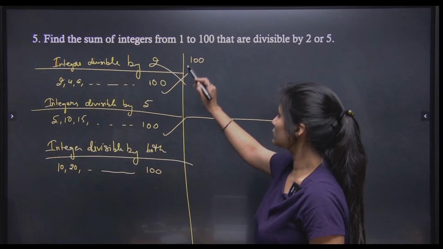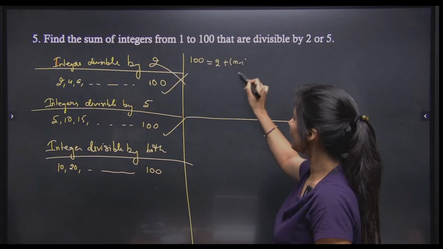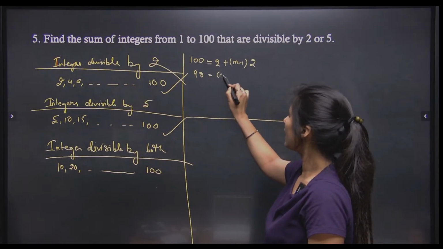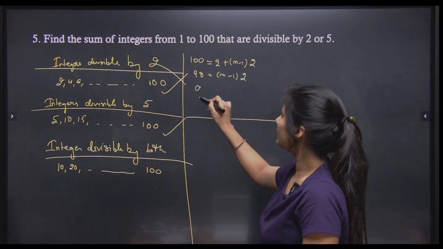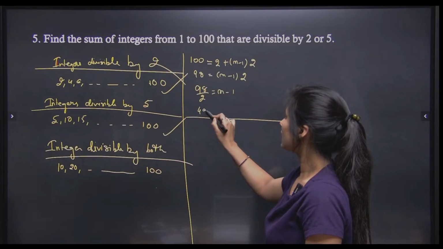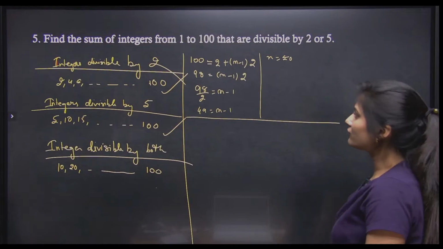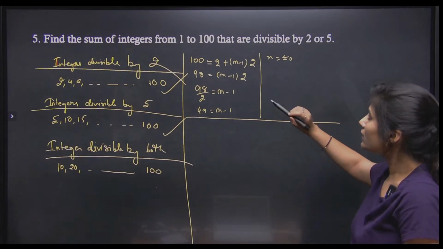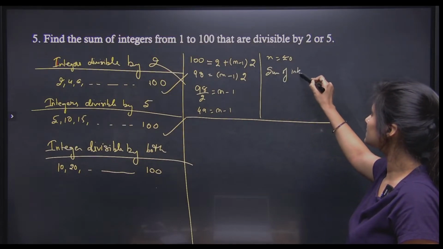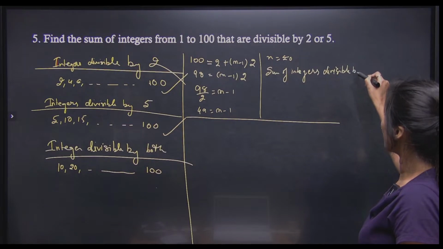See, since the last term is 100, 100 is equal to a plus (n minus 1) d. What is d here? 2. Now 100 minus 2 is 98, equal to (n minus 1) into 2. So 98 by 2 is equal to n minus 1. So it will give the value of n, that is 50. Now we can find the sum of integers which are divisible by 2.